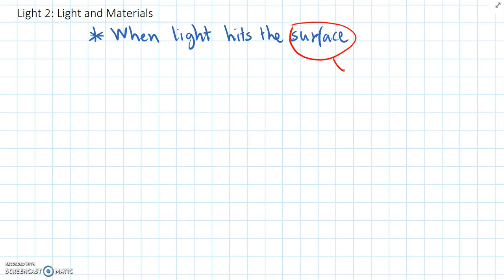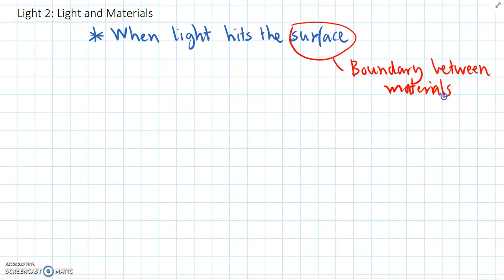Firstly, the surface is the boundary between two different materials. We might have the boundary between air and glass, which might be the air outside your house, and then the boundary to the glass in your window. Or another boundary might be between water and a rock at the bottom of a river.